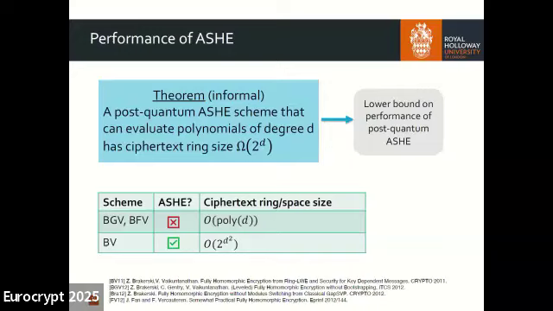In LMW23, they're using the BV ASHE scheme. There, the ciphertext ring size is 2 to the 2d, so bigger than the lower bound. If we compare to something like BGV or BFV, maybe something we're more used to, this is not ASHE, and the ciphertext space is obviously much smaller. A question that still remains open from our work is, can we build ASHE that meets this lower bound? We weren't able to solve that. So instead, we modified BV to enable more performant dPIR.